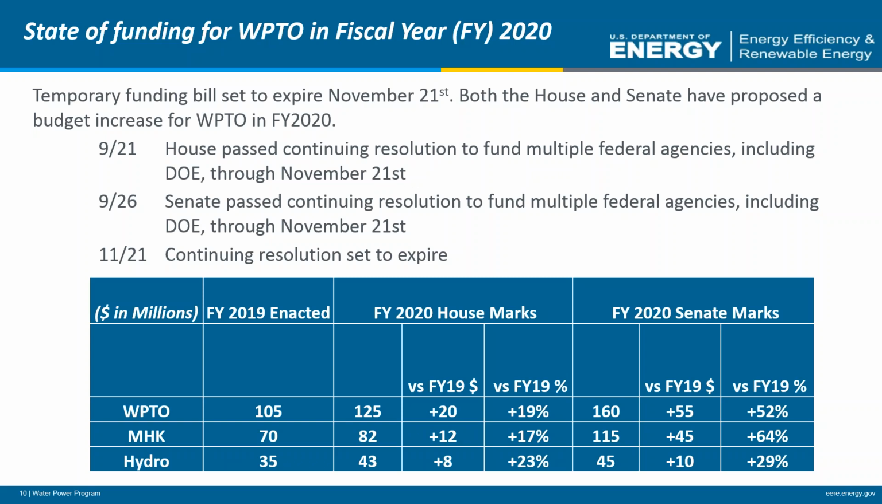The House and the Senate have shared their proposals for fiscal year 2020 already. The House mark for the Water Power Office is $125 million, and the Senate mark is $160 million. So clearly, if we did end up with either of those, it would be a significant increase over our current funding levels. So with that, I'll turn it over to the Hydropower Program Manager, Tim Welch, to highlight some of the exciting work taking place in the Hydro Program.